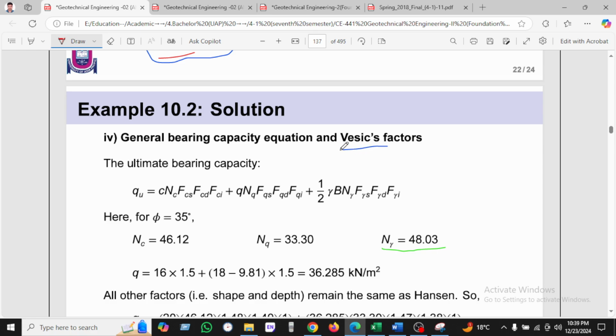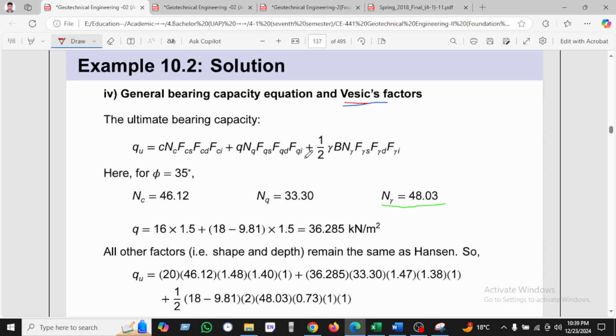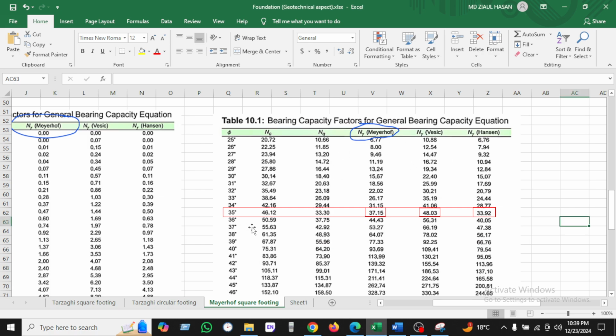And last one, we will find out Vesic's equation for getting the bearing capacity of soil. The equation remains the same, but the change will be N gamma. When phi equals 35, then Nc is equal to 46.12 and Nq 33.30. Let's see how we'll get this. This is the equation, 46.12 and 33.30. For Vesic, N gamma changes to 48.03.